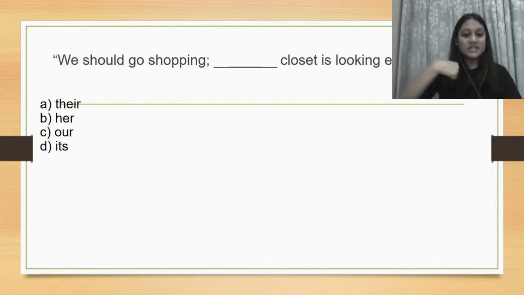Next, we should go shopping, our closet is looking empty. Yes, right. The two of us go shopping because the closet which we share, or which we have in common, is looking empty. So let's just go and buy new clothes for us. So it will be our.